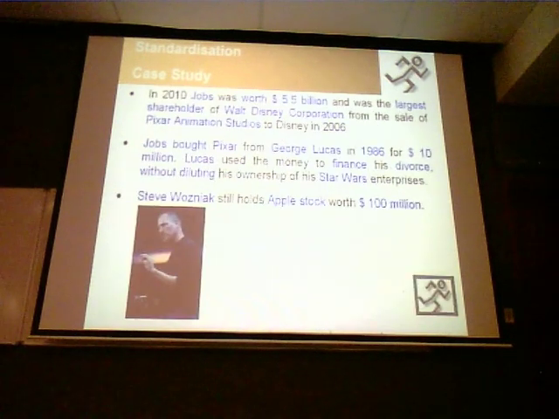I guess, I mean, he's dead, but he was worth 5.5 billion. He was the largest shareholder in Disney, more than even the Disney family. How he got that was he got Pixar Animation Studios off a guy called George Lucas, who did Star Wars. And George was getting divorced. He didn't want his Star Wars franchise going to his wife, so he had to raise money in a hurry. He got about $10 million off Jobs to pay his wife out. And then Jobs took Pixar and released Toy Story, and it's history after that.